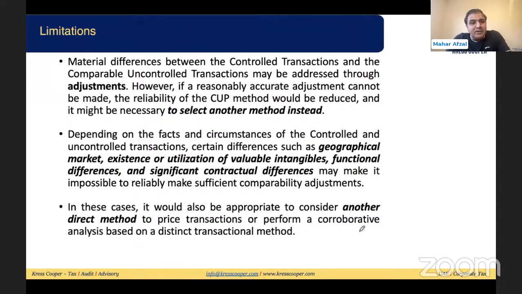The limitations: we need to make the adjustment. We have gone through the adjustment. How will we make the adjustment? Basically, to find the differences. Again, finding the differences and making the adjustment is not an easy task. Then another thing is geographical market, intangible value and functional differences. Again, we need to incorporate all these factors into the method to identify the transfer price.